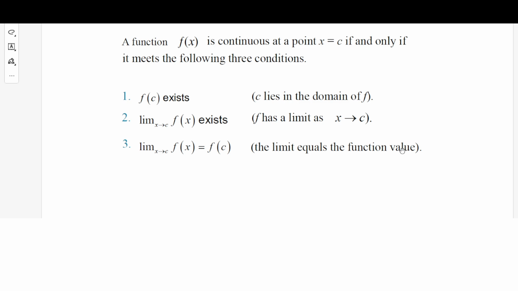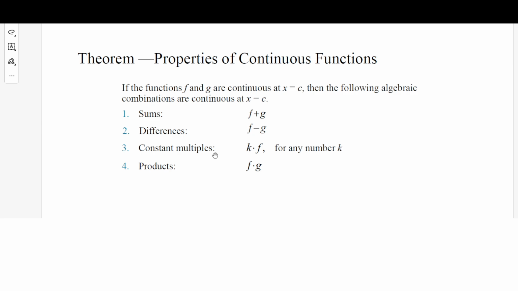So how do you check whether your function is continuous or not at some specific point? These are the three things you can check. First of all, make sure that the value of the function at that specific point is defined, there is a value. Number two, find the limit of that function. And number three, check number one and number two, whether they are the same or not. If they are the same, then the function is continuous at that point c. This is the continuity test.